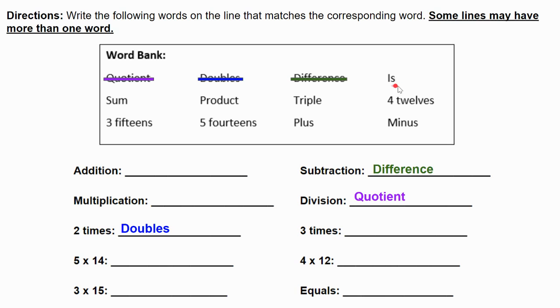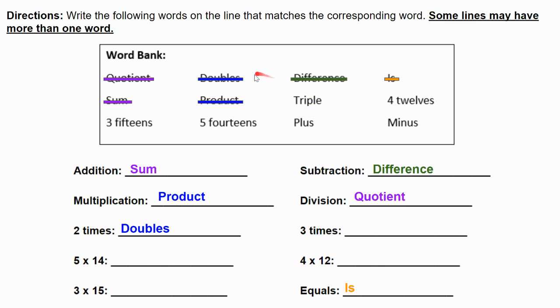Is the answer to any problem or equation. So is means equals. Just like if we were to do 5 plus 3 is 8, 5 plus 3 equals 8. So is going to go on the line next to equals. Now we have sum. So the sum is the answer to an addition problem. So on the line for addition, we're going to write sum. Product is the answer to a multiplication problem. So for multiplication, we're going to write product.